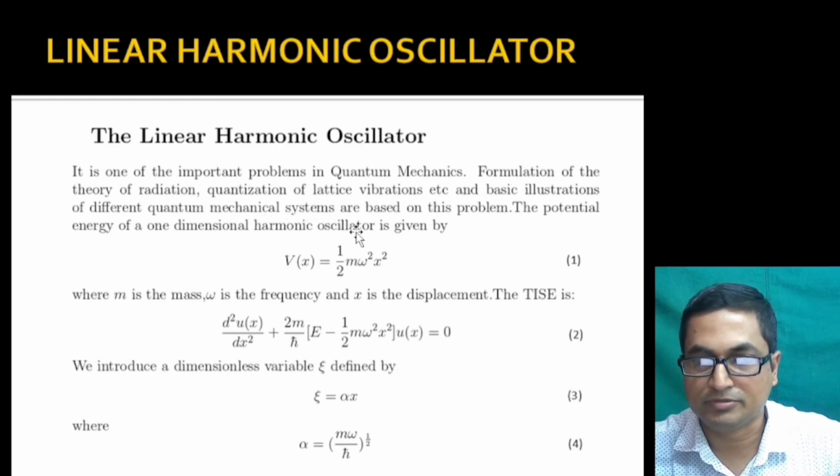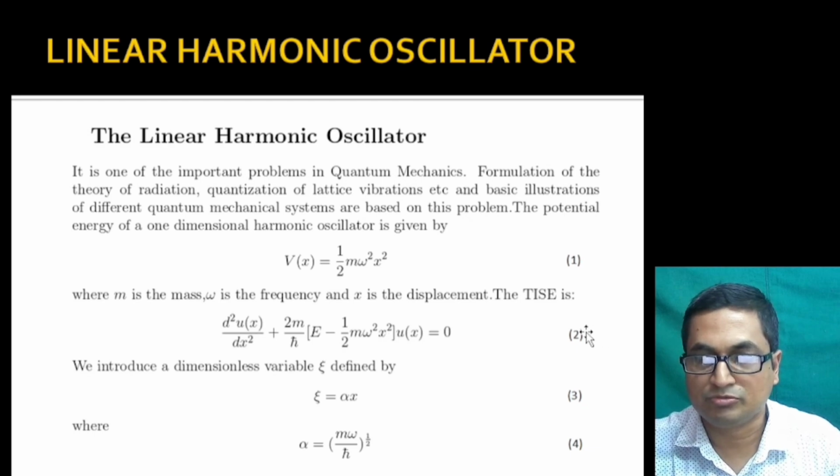mechanical systems. We now define the potential energy of the linear harmonic oscillator, which we always know as given by equation 1, where m is the mass, omega is the angular frequency, and x is the displacement. So putting this potential in the TISE, we have this kind of equation 2, where this V(x) part is replaced by half m omega squared x squared.